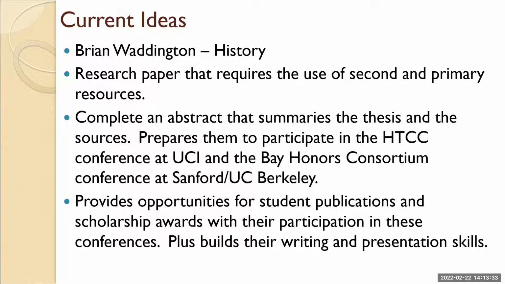It's held every spring at UCI, and the Bay Honors Consortium Conference is held at either Stanford or UC Berkeley. So they get the opportunity to submit their abstract for that, and then do a presentation, which gives them presentation skills, but they can also win scholarships. They can also get published. These are really great opportunities for community college students to get presentation skills, to get publications under their belt, and to also win scholarships and grants and things like that. So this is part of what he does to teach them these skills, but to also give them these other opportunities.